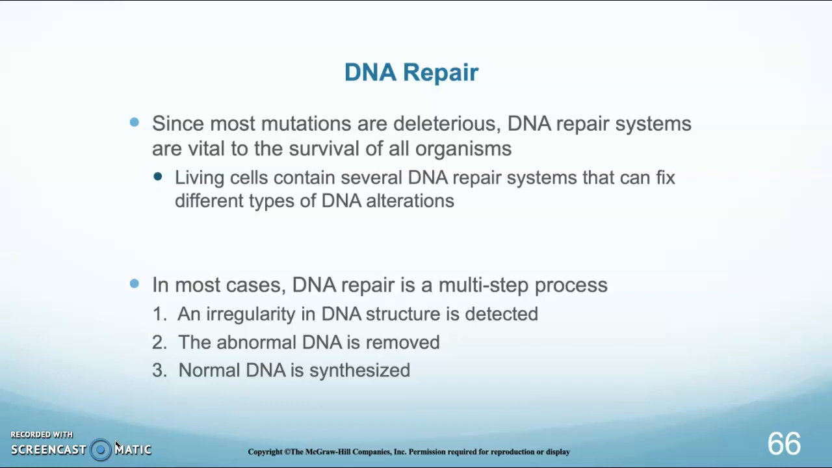In most of these cases, though, you need to think about it as a multi-step process. It's not just that it comes in and immediately fixes. In general, what happens is kind of a three-step process. The irregular DNA structure is detected, so whether it's a frame shift or it's a deletion or it's a base insertion or something else, a thymine dimer, first it has to be detected, recognized. When it's been recognized, generally what we see happening is that abnormal DNA is then removed, and then we have the synthesis of new DNA, the normal DNA, to replace what had been changed.